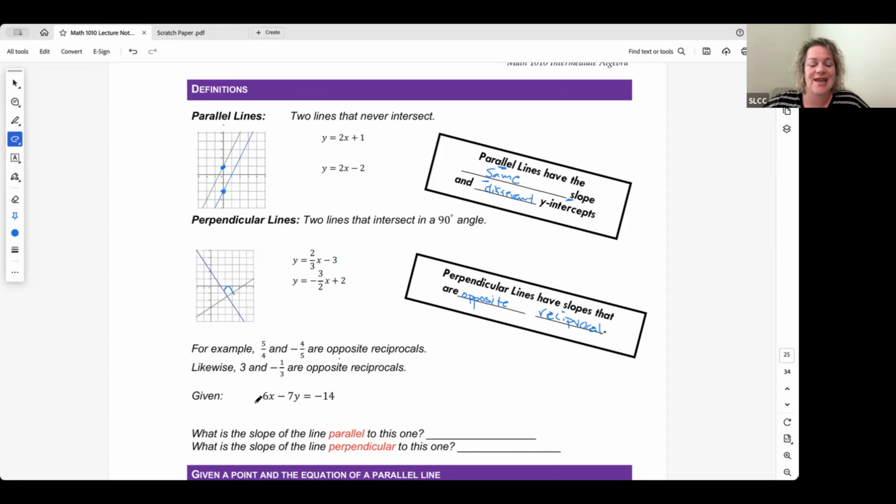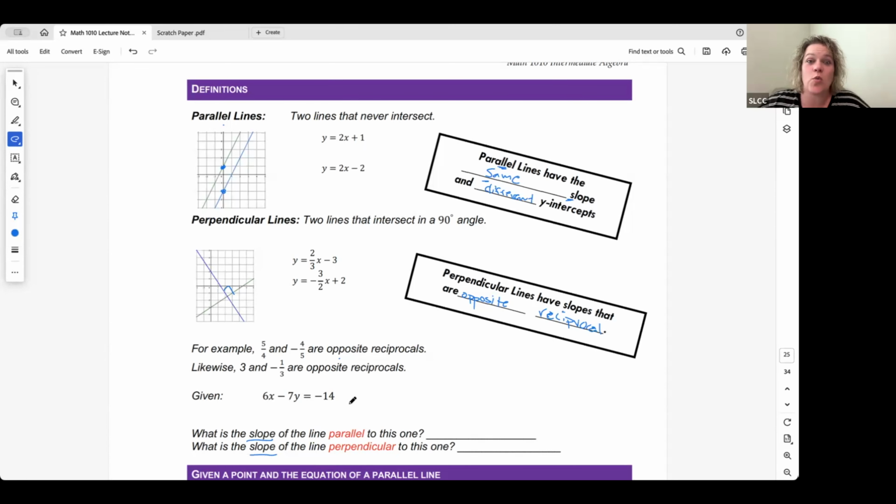All right, let's try one. Given 6x minus 7y equals negative 14, what's the slope of a line parallel and the slope of a line perpendicular? Notice they're only asking you about the slope. They're not asking you about the y-intercept because that doesn't give us any information to know about the y-intercept from a line that is parallel or perpendicular.